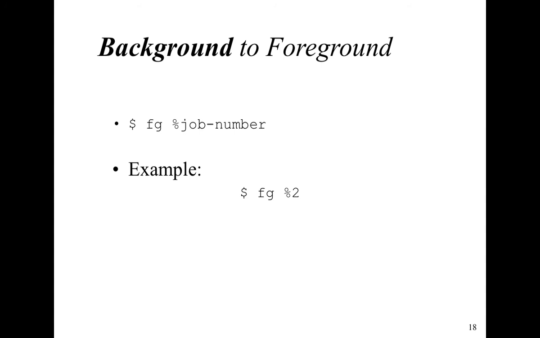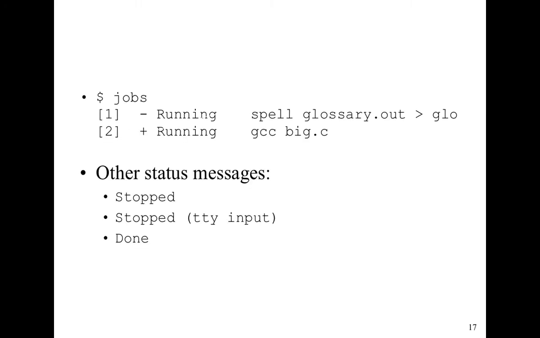So fg, along with the job number, takes a background job and moves it into the foreground. So you go fg, and then number 2. Which one was number 2? Number 2 is gcc big.c.